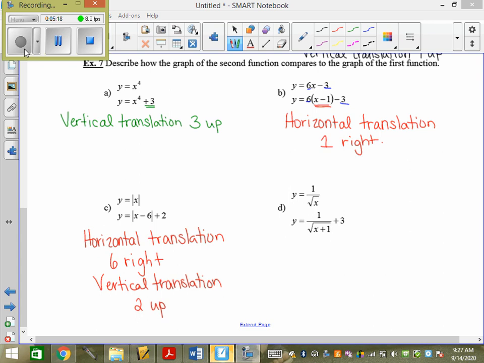This one, does it matter that it's a radical? No, the radical is treated like the bracket. So this is a horizontal translation 1 left, and a vertical translation 3 up.